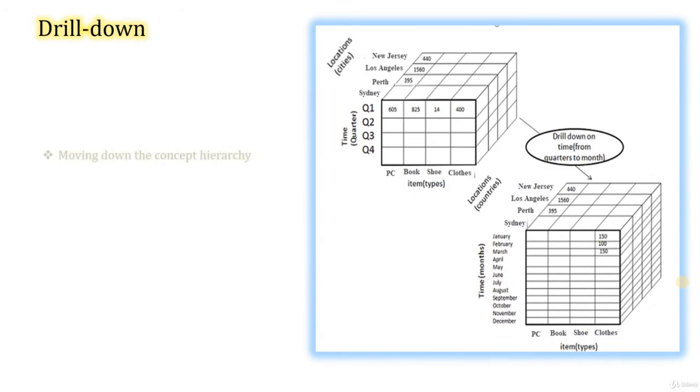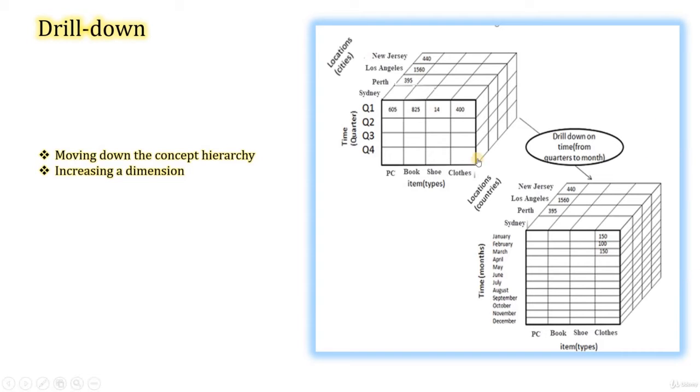The second one is drill down. In drill down, the data is fragmented into smaller parts, and it is the opposite of the roll-up process. It can be done by moving down the concept hierarchy. Please observe, it is moving down: instead of rolling up, you are rolling down. And it increases the dimensions, because since you are going to a lower granular level, obviously you have to add more dimensions to it.